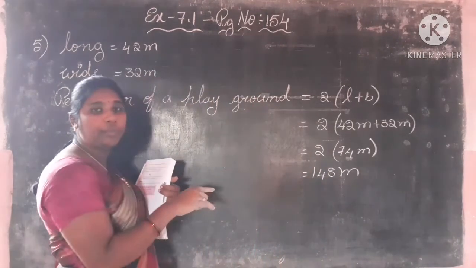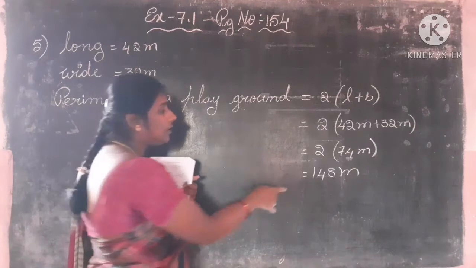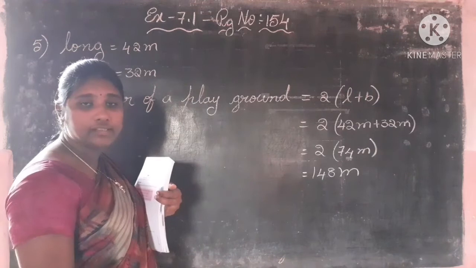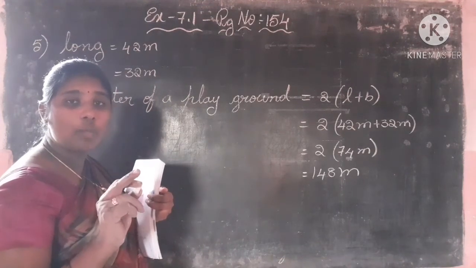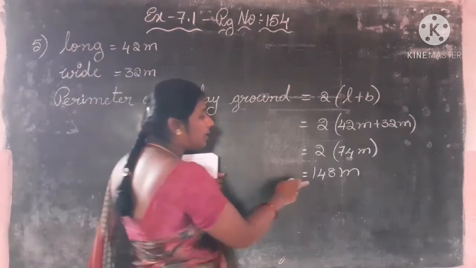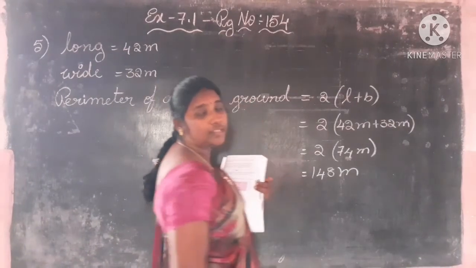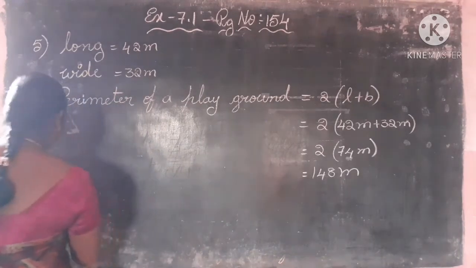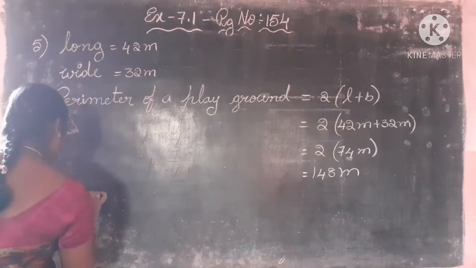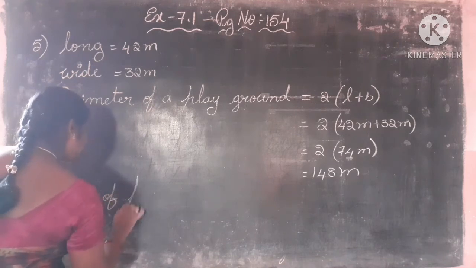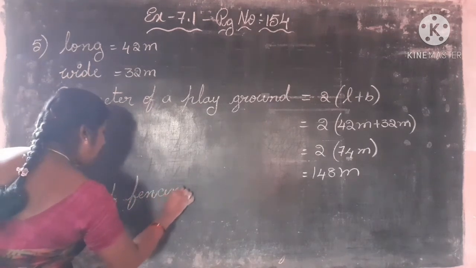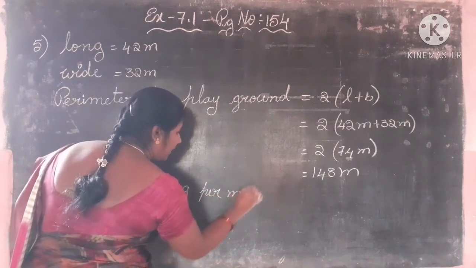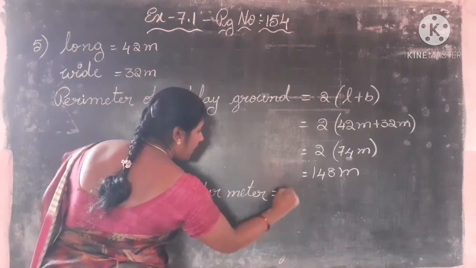This is the perimeter of the playground, which means how much is fenced? 148 meters fenced. So the length of the fencing is 148 meters. So the cost of 1 meter of fencing is how much? 50 rupees. Total length of the fencing is 148 meters. How much cost? We have to find. Cost of fencing per meter is 50 rupees.